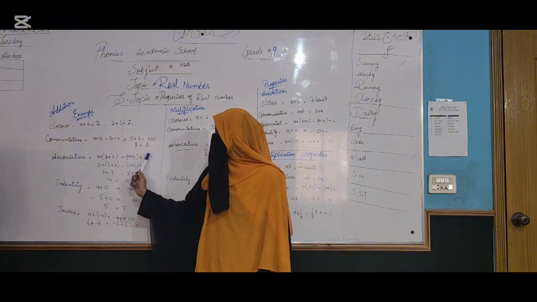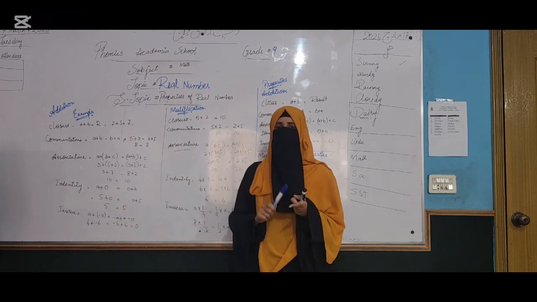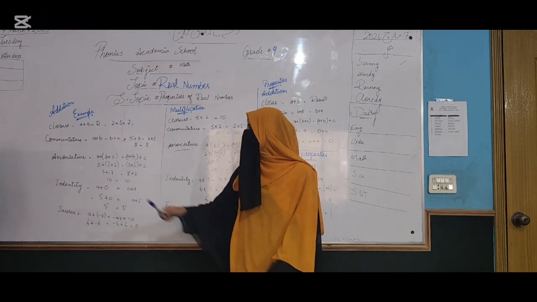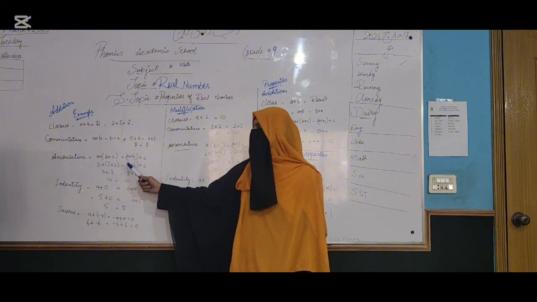There are three values, and when you add them, the left hand side and right hand side are equal to each other. This is called the associative property of addition.